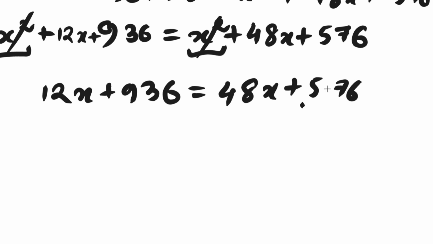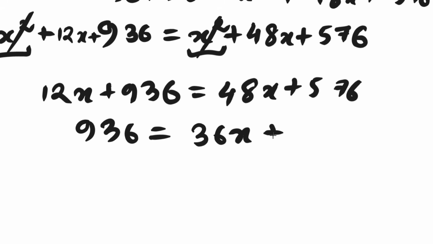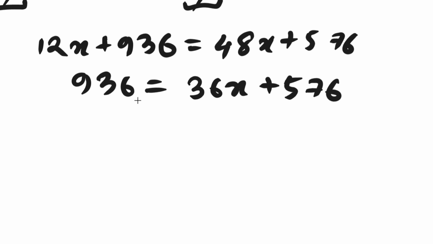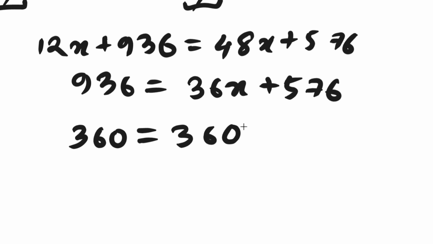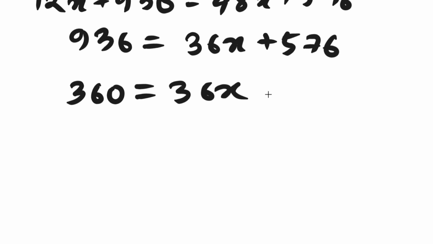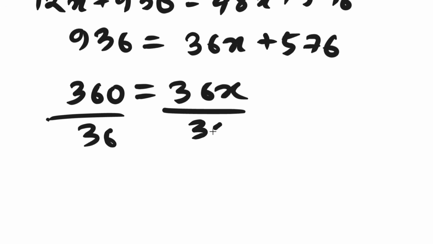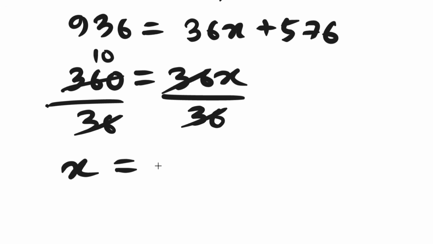Next, subtract 12X from both sides. This gives 936 equals 36X plus 576. Now subtract 576 from both sides. We get 936 minus 576 equals 36X. The difference is 360, so we have 360 equals 36X. Now divide both sides by 36. Since 360 divided by 36 is 10, we get X equals 10.